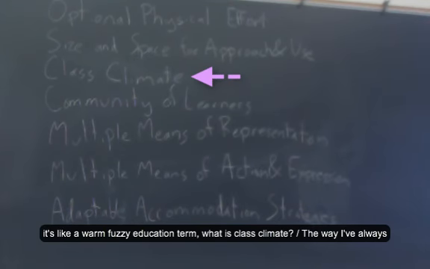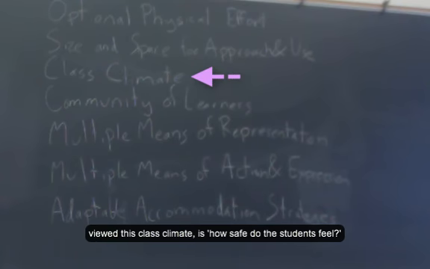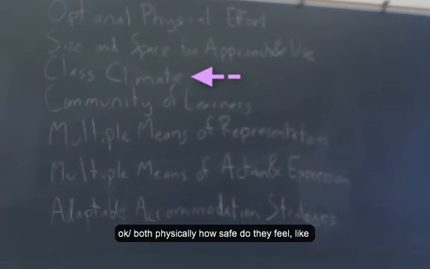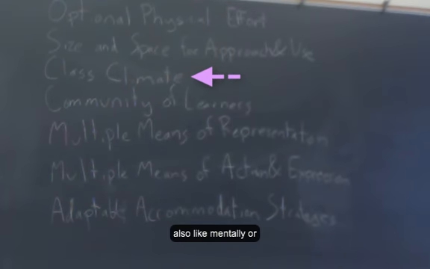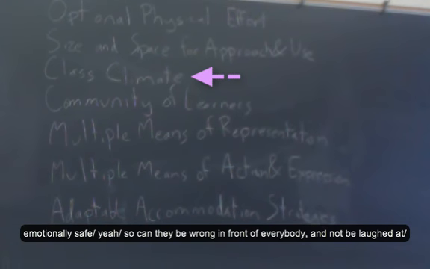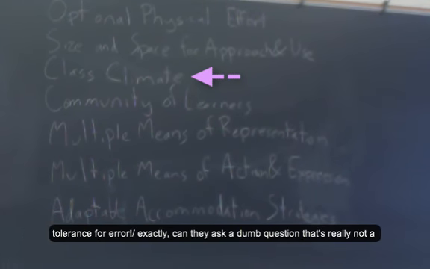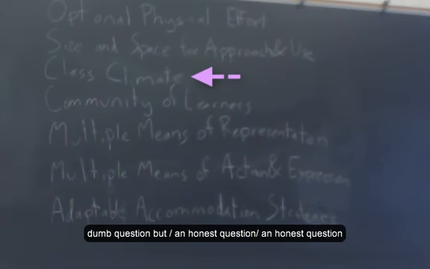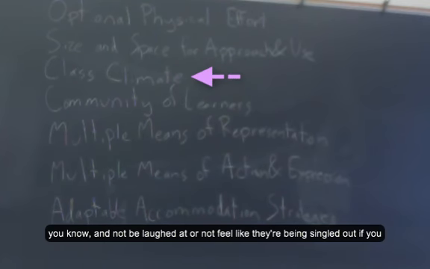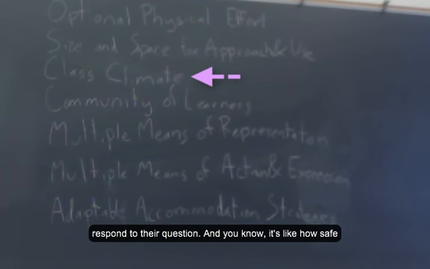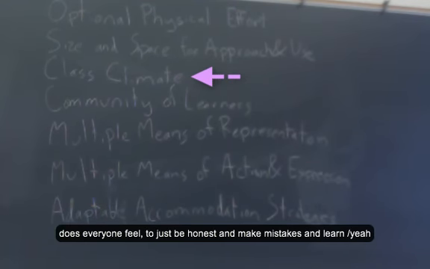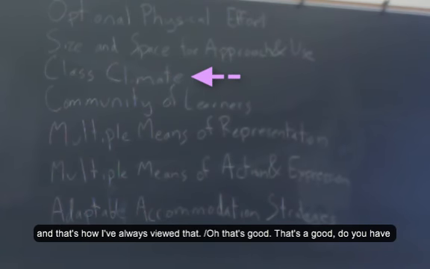What is class climate? The way I've always viewed class climate is how safe do the students feel? Both physically, but also mentally or emotionally safe. So can they be wrong in front of everybody and not be laughed at? Tolerance for error. Exactly. Can they ask a dumb question that's really not a dumb question, but an honest question, and not be laughed at or not feel like they're being singled out if you respond to their question? How safe does everyone feel to just be honest and make mistakes and learn? That's how I've always viewed that. Oh, that's good.